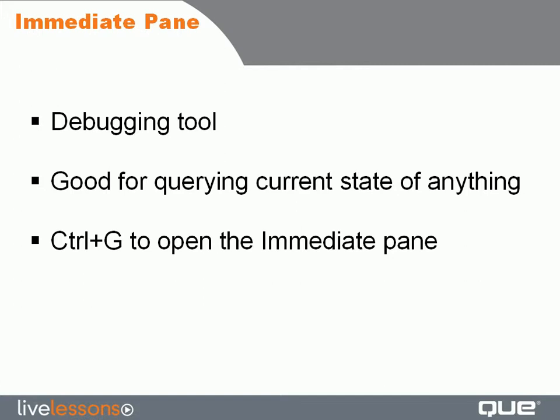The immediate pane is another debugging tool that we have in VBA. It's great for querying the current state of anything, or even for running just a single line of code in the immediate pane. Control G is the shortcut key that we're going to use to open the immediate pane. We'll walk through an example here. Let's get started.